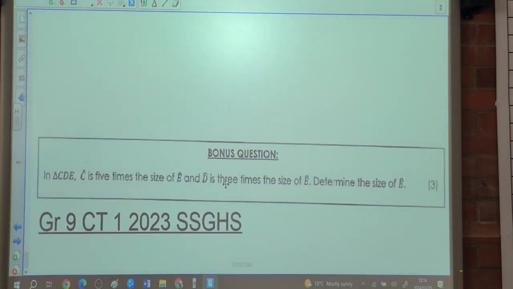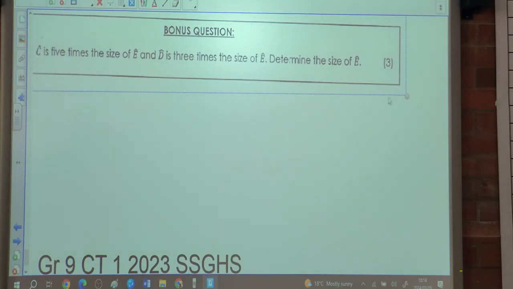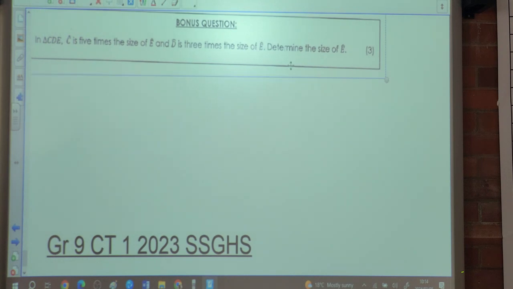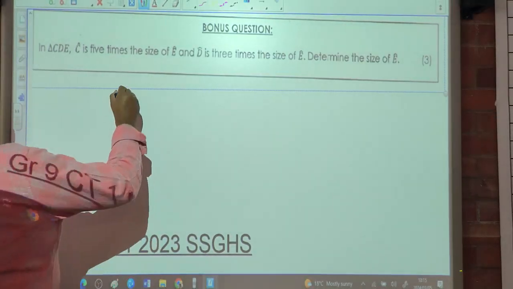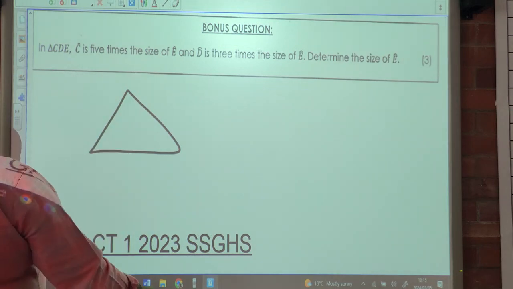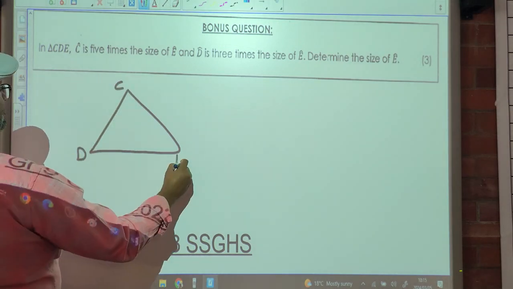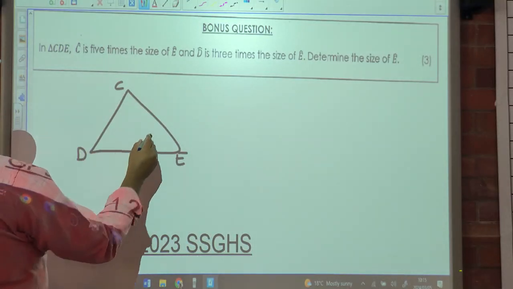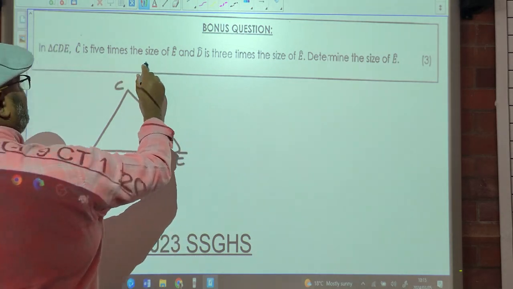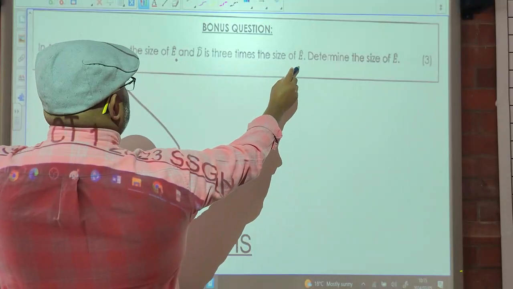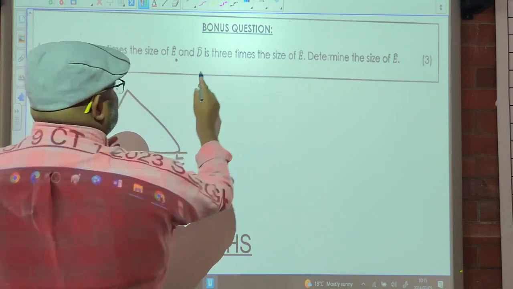And of course the bonus question, we are told that in triangle CDE, C is 5 times the size of E. So if we let, okay, so between the two E is smaller, not so? And D is 3 times the size of E. So E is the smallest angle, not so?